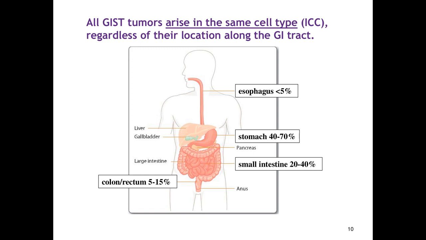A very fundamental point to appreciate is that because the cell type, the ICCs, are distributed all the way along the GI tract, any of these tumors is a GIST, regardless of whether it developed in the stomach or the colon or the esophagus. They're all GISTs because they begin with the same cell type. Now, there are biological differences between GISTs in the stomach and GISTs in the colon, for example. There are some differences in behavior. But nevertheless, fundamentally, it's all the same disease.